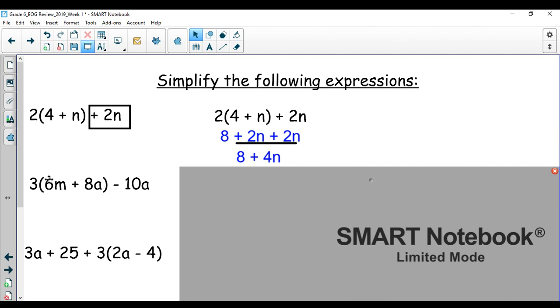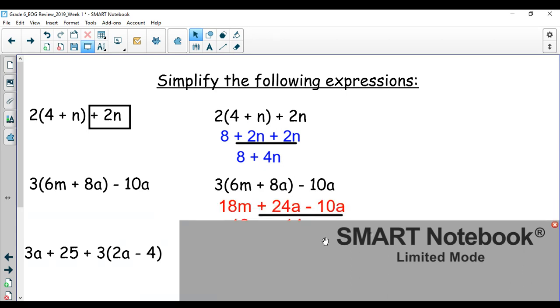As we look at the one on the left, the first thing you should see is, okay, I have this 3 on the outside of the parentheses, and I have these two terms inside. This minus 10a is out here on its own. So I'm not going to do 3 times 10a. The minus 10a will get dropped down. So your first step should look like this: 18m plus 24a minus 10a. Because 3 times 6m is 18m, 3 times 8a is 24a. Notice it was a plus sign, so I kept it a plus sign. And the minus 10a just got dropped straight down.